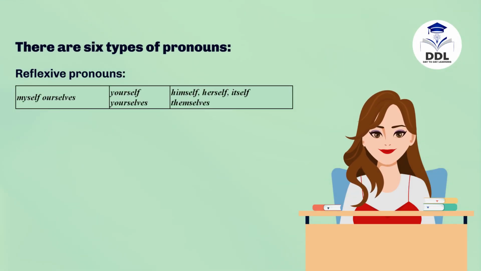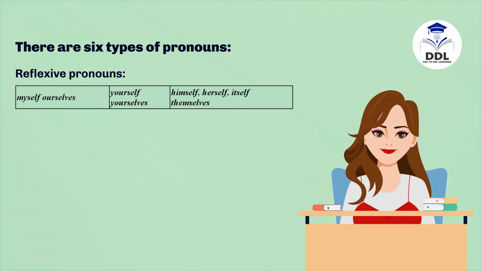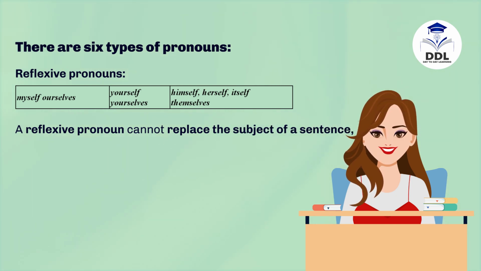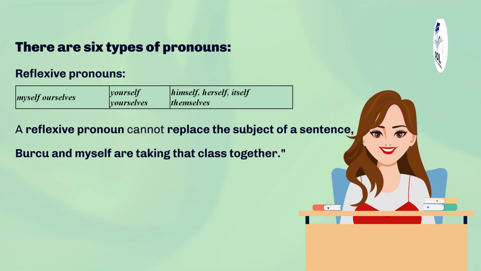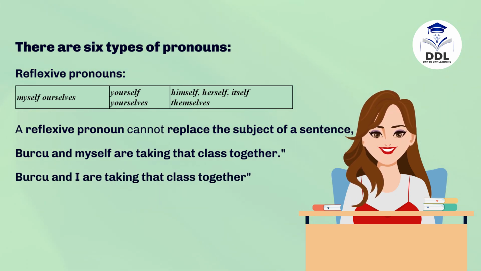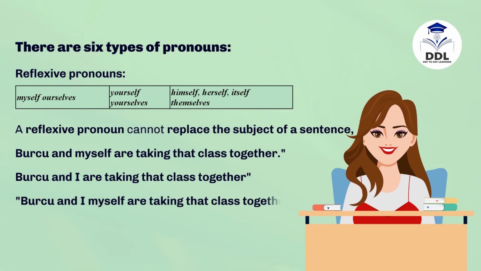Reflexive pronouns: myself, ourselves, yourself, yourselves, himself, herself, itself, themselves. A reflexive pronoun cannot replace the subject of a sentence, such as in "Berkue and myself are taking that class together." Instead, use a personal pronoun. Berkue and I are taking that class together. Or, Berkue and I myself are taking that class together.